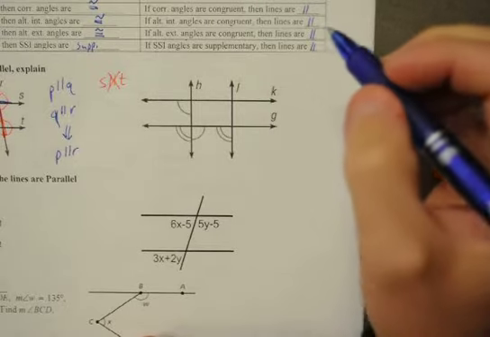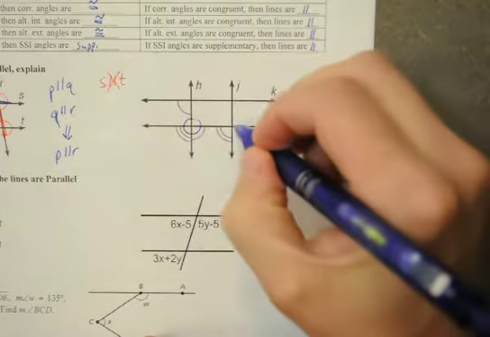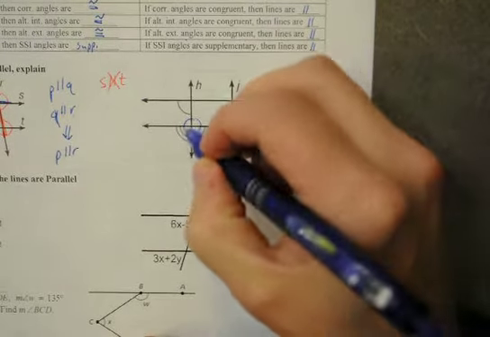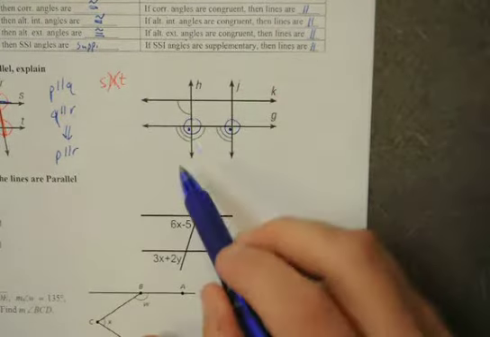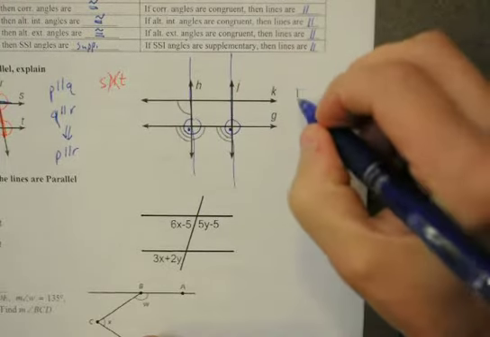Okay, over here, same thing. Let's see. I'm seeing in this cluster and in this cluster, this angle is the same as this angle. Those are corresponding angles, so that makes H parallel to J.